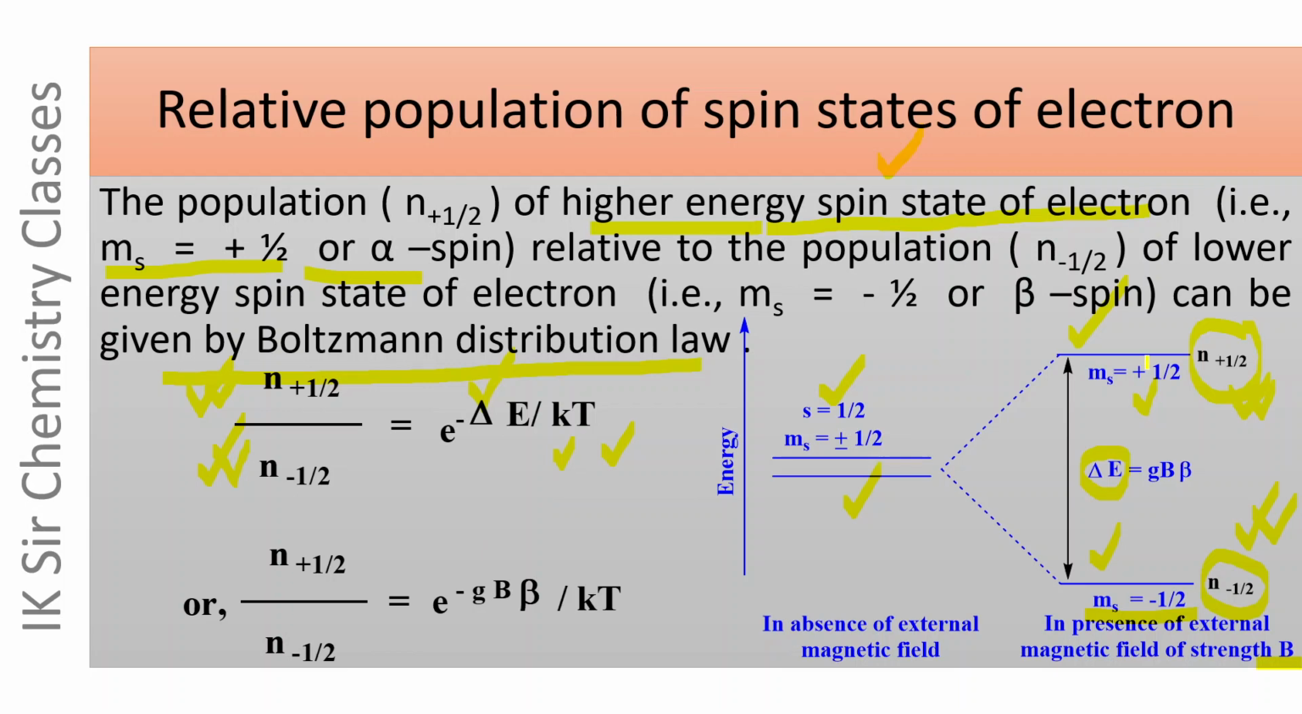And this energy difference in the present case is g B beta, and therefore g B beta can be written in place of delta E. Thus, the population of higher energy spin state of electron relative to the lower energy spin state of electron is equal to e to the power minus g B beta by kT. Here k is Boltzmann constant.